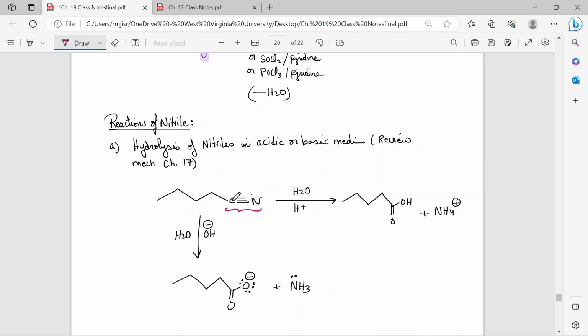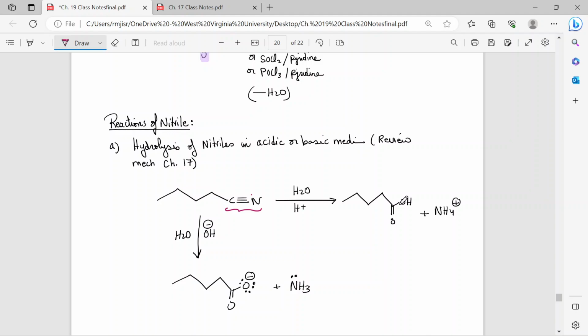I am not adding any carbons in here. So this carbon stays. All I am doing in the acidic medium is that I am adding hydrogens to the nitrogen to make it a positive charge so that it can leave, and I will end up getting a carboxylic acid. And for the basic medium, I'm still adding hydrogens to the nitrogen to make it a lone pair so that it can leave, and I will end up getting my base of the acid.